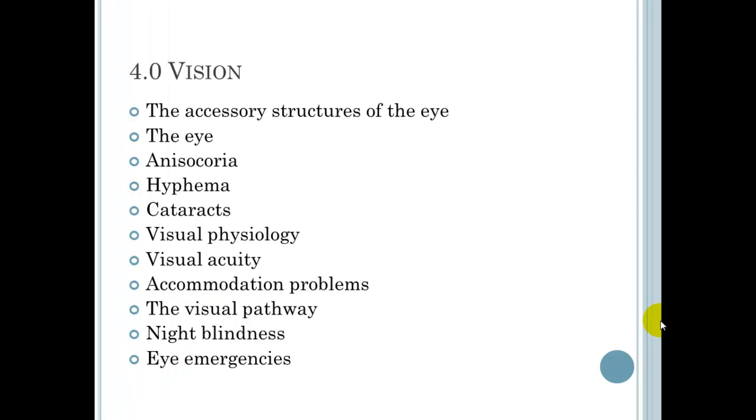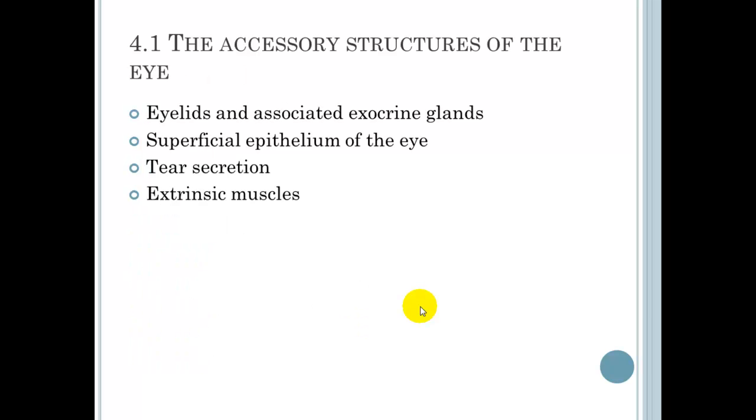This is going to be Chapter 9, the General and Special Senses, Part 2. This is going to be 4.0 Vision. We're going to talk about accessory structures, the eye, anisocoria, hyphema, cataracts, visual physiology, visual acuity, accommodation problems, the visual pathways, night blindness, and eye emergencies.